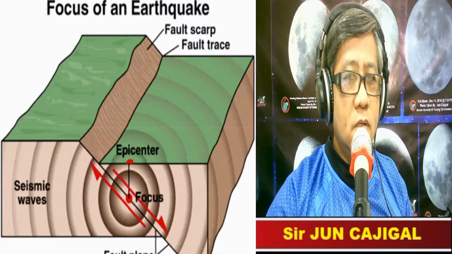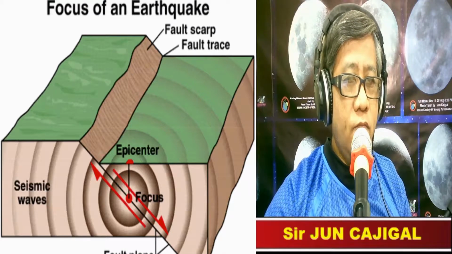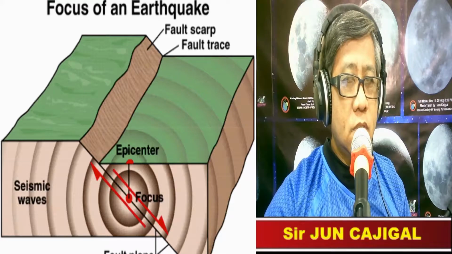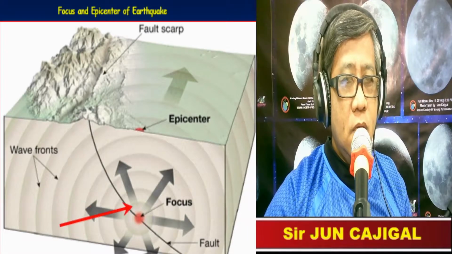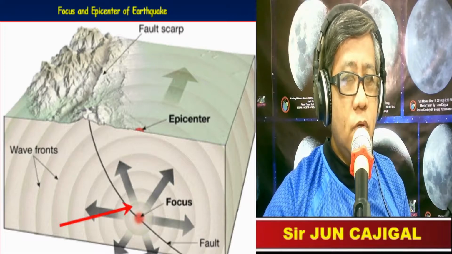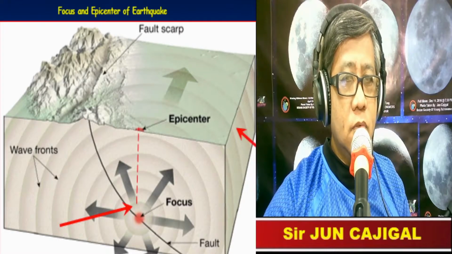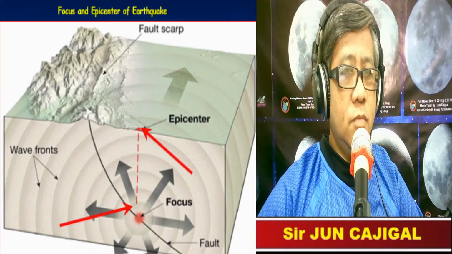As you could see here in this illustration, the point where the earthquake originates is the focus. That's where the release of seismic energy occurs, and that point directly above the focus is the epicenter. Again, here is the focus where the earthquake originates, and that point directly above the focus is the epicenter. I hope everything is clear about the difference between focus and epicenter.